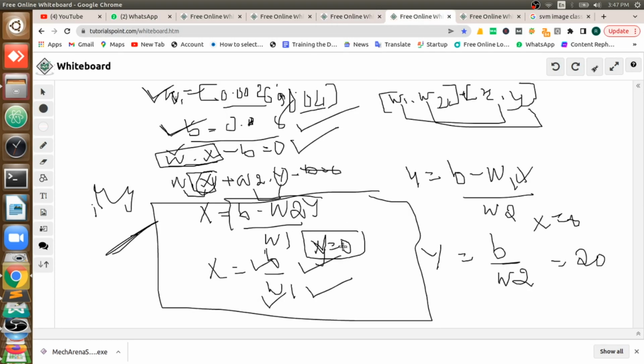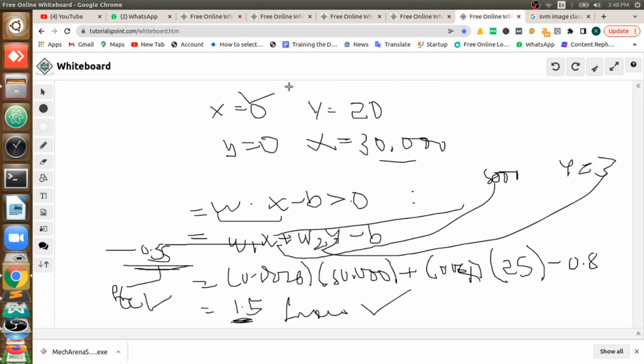So here when y equals 0, I will get b by w1. You already know what b is, 0.8 here. You already know what w1 is, 0.0026 here. You replace it and you will get some value. Again do the same thing, keep y here and take everything to the right side and make x equal to 0 and you will get y. Once you do this, you will get 4 points.